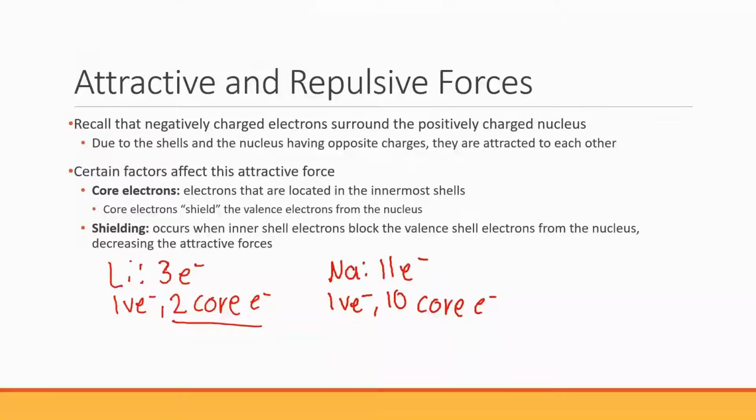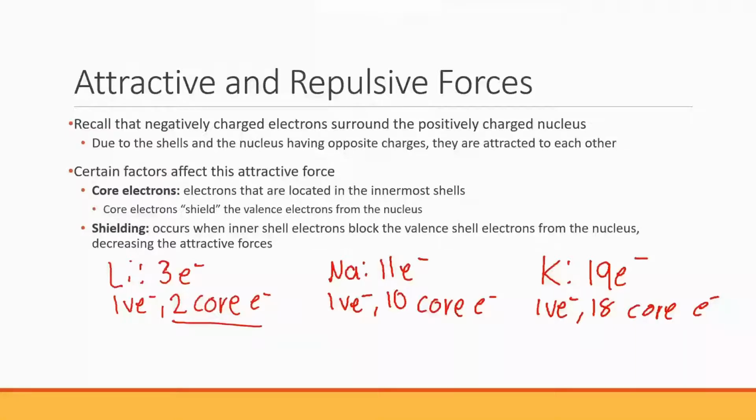Then we have potassium, which is right below sodium. Potassium has 19 electrons. One of them is a valence electron because it's in group 1A. And so because of that, it has 18 core electrons. Now when looking at potassium compared to sodium, you can see again another jump in the amount of inner shell electrons. Sodium initially had 10 core electrons, potassium has 18. So potassium's valence electrons are experiencing more shielding, which means they are now less attracted to the nucleus.